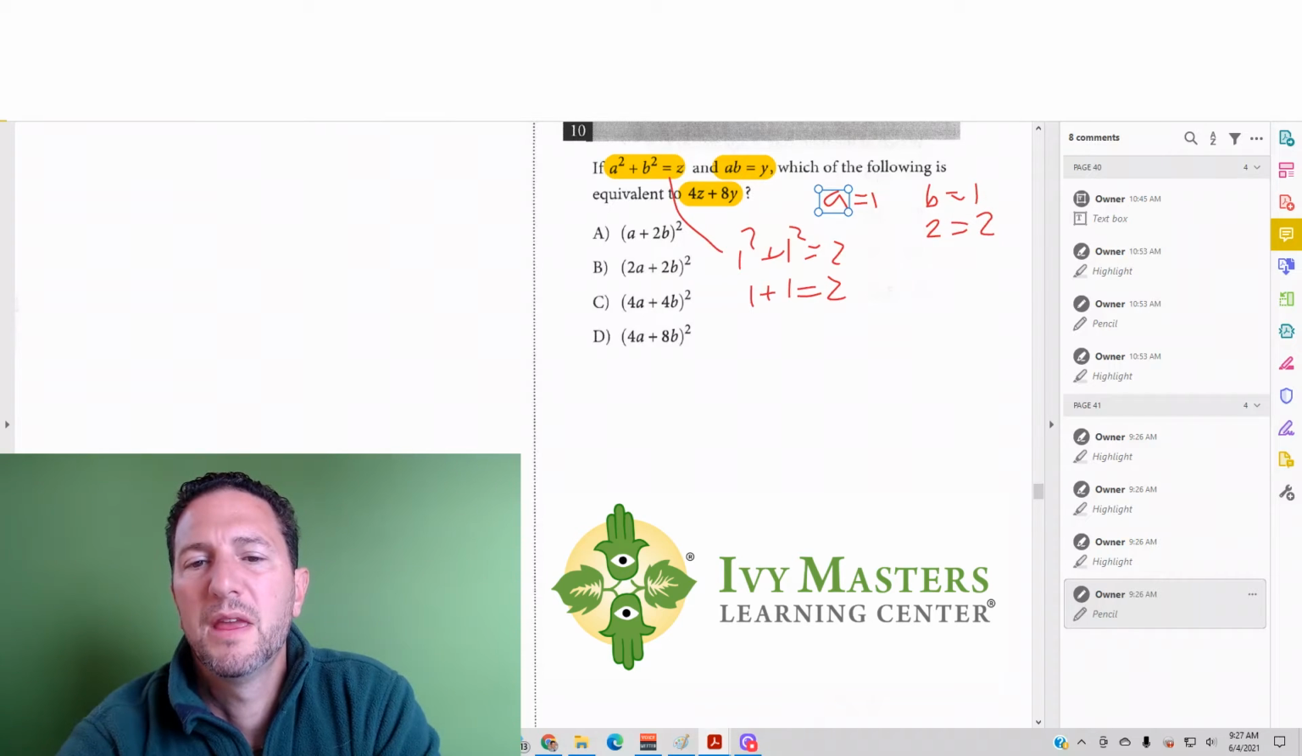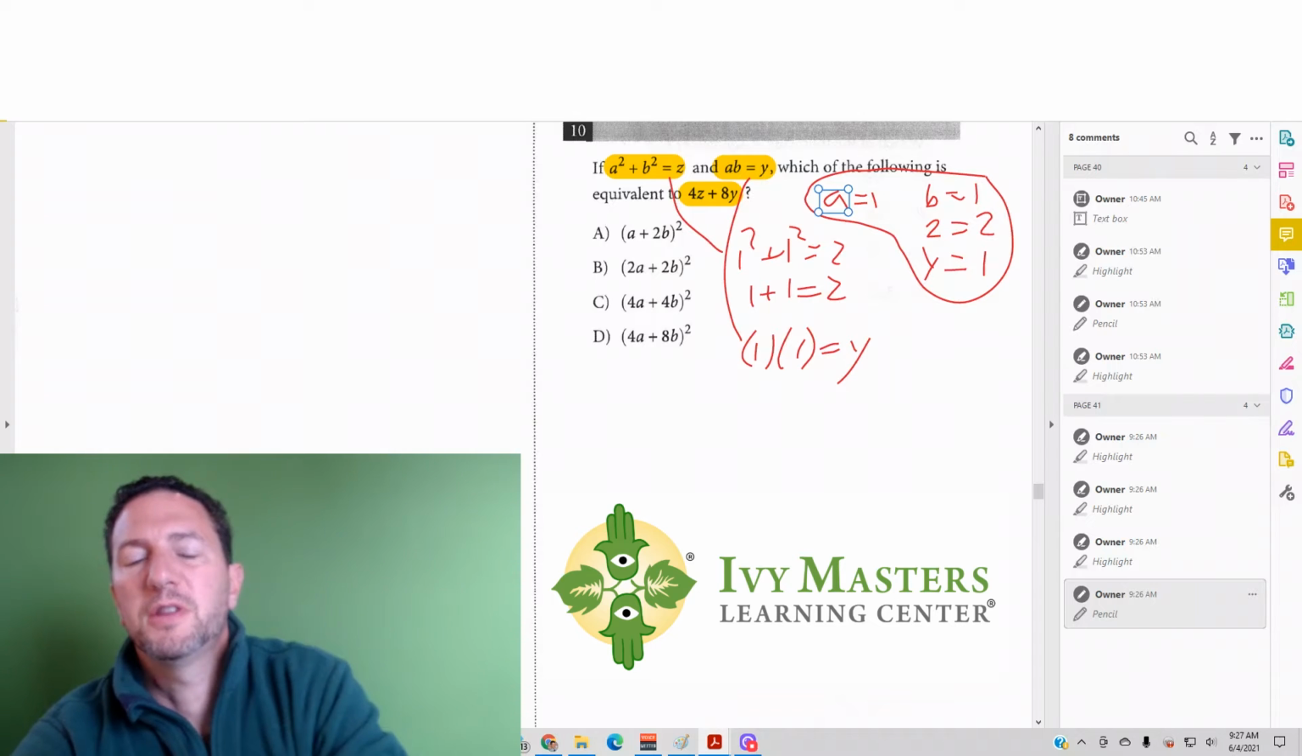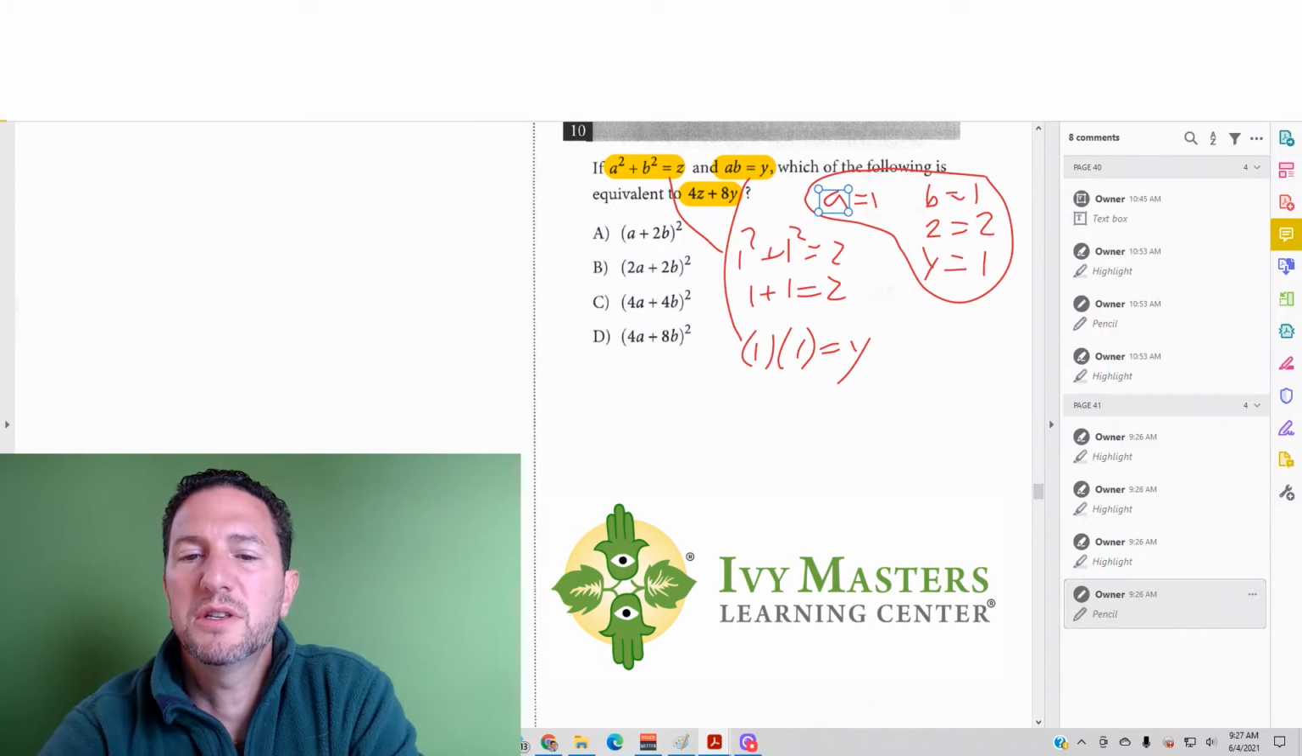Okay. And then we get ab equals y. In place of a, I could put 1. In place of b, I could put 1 equals y. So y equals 1. So these are all the values that correspond with each variable. And now the question's asking for the value of 4z plus 8y.